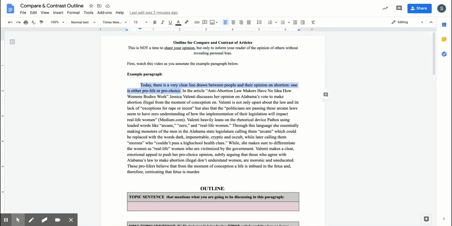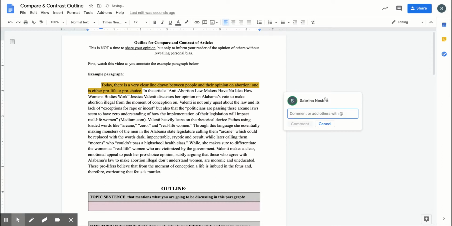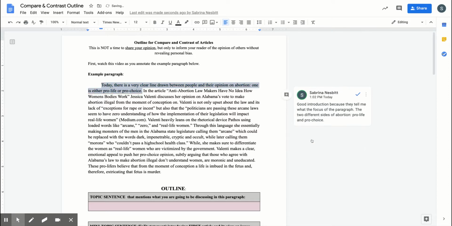So, just for my own annotations, I'm just going to put good introduction because they tell me what the focus of the paragraph is. The two different sides of abortion, which are pro-life and pro-choice. This means that the rest of this body paragraph is going to be talking about that.